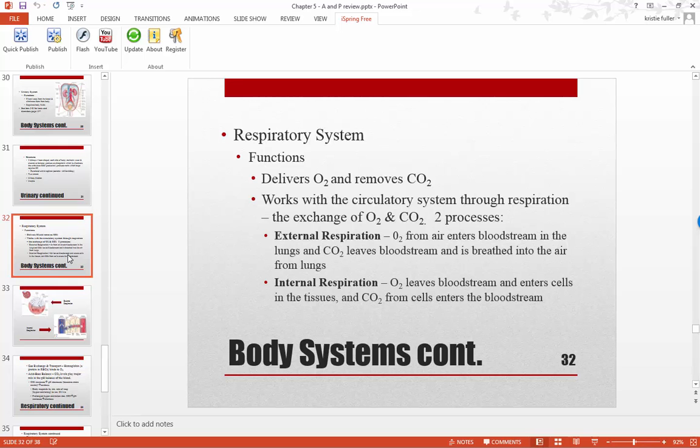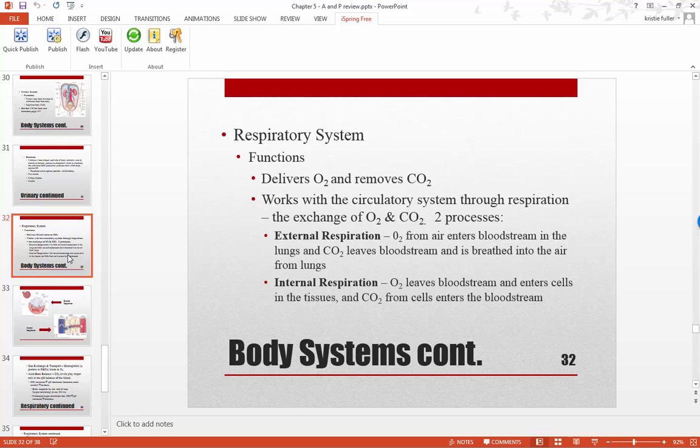All right, so the respiratory system basically delivers oxygen and removes carbon dioxide, right? So there are two terms here that you do need to know. You have external respiration and internal respiration. External respiration is where oxygen from the air enters the bloodstream in the lungs. So we breathe in, it goes in our lungs, and we get oxygen into our blood, and then we breathe out, and that is where the carbon dioxide leaves the bloodstream and goes into the air.